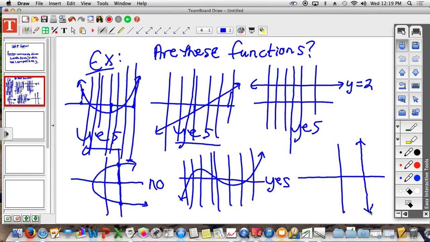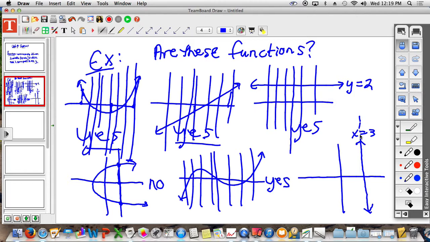Is it a function? No. The equation would be x equals something. For example, maybe x equals 3. Is it a function? If you put a line right now, that's going to touch. Danny, I heard you. It's a no.